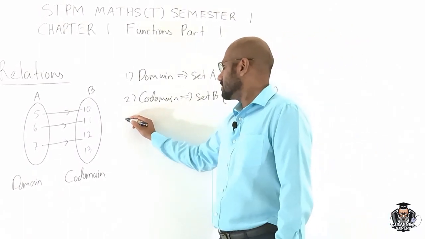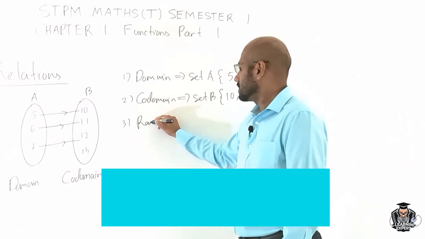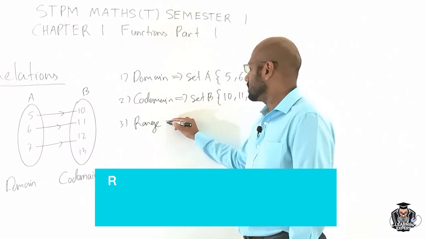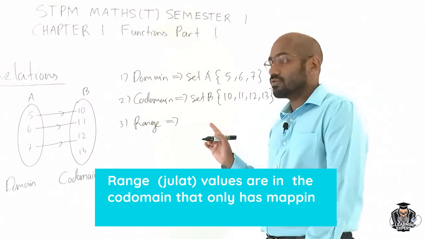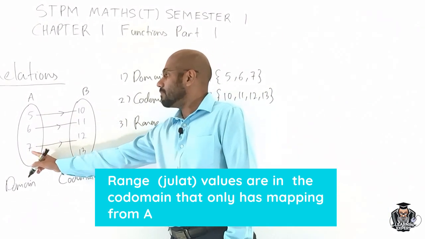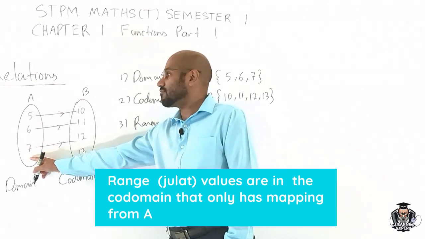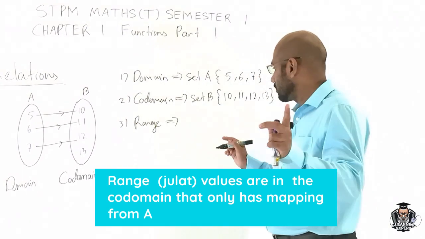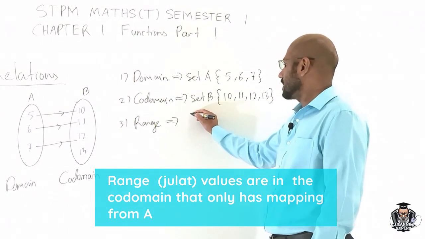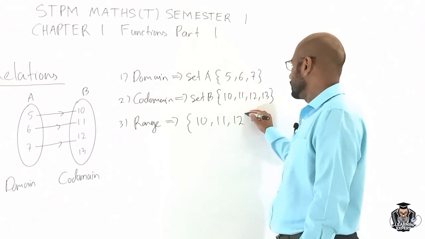And finally, there's something that we need to know, which is called the range. Now the range are the values in the codomain that only has mapping from A. If you do not map from A, like 13 doesn't have an element which is mapped from A, 13 is not part of the range. Hence the set of the range values here would be just 10, 11 and 12.